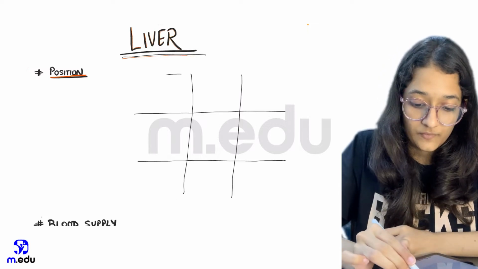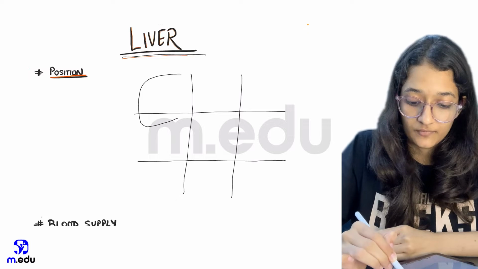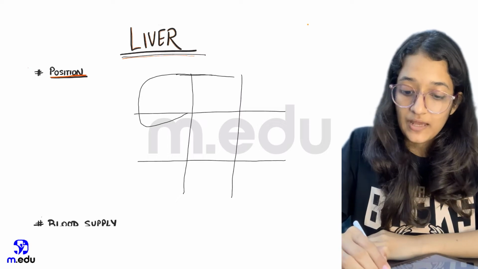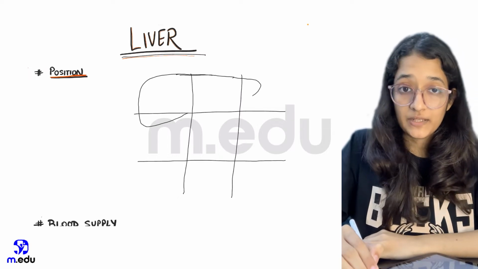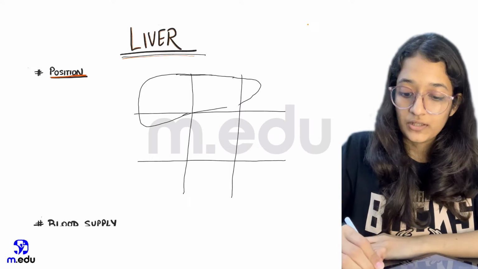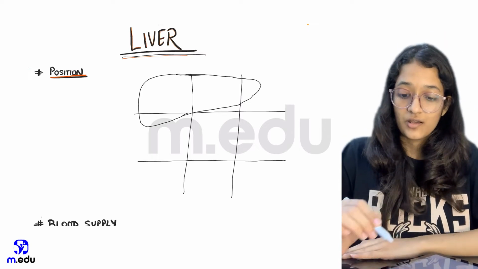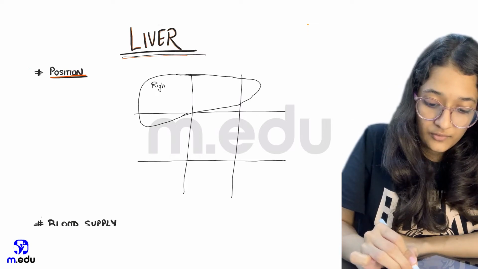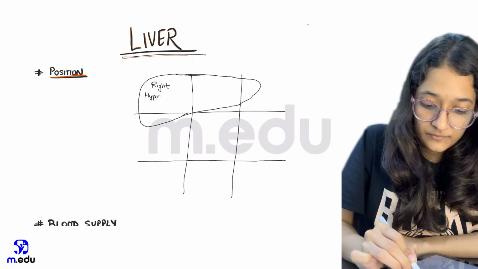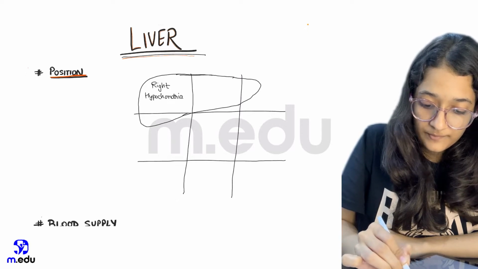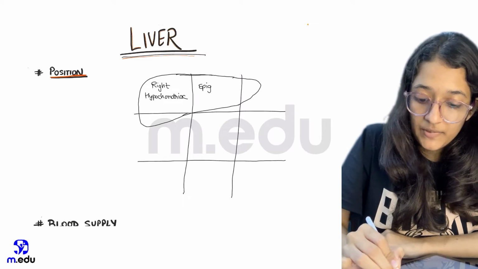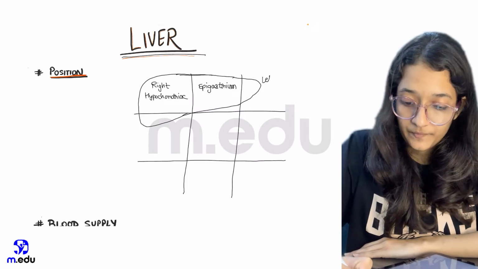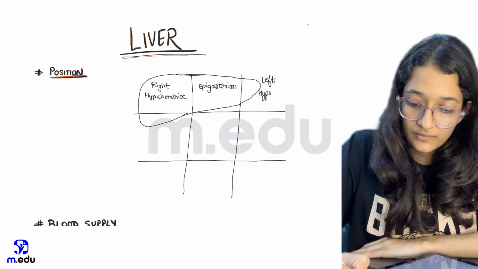Here, the right hypochondriac, then it occupies the epigastric, and the left lobe of the liver barely peeks over the left hypochondriac region of the abdomen. So this segment is the right hypochondriac, this is the epigastrium, and this segment is the left hypochondriac.